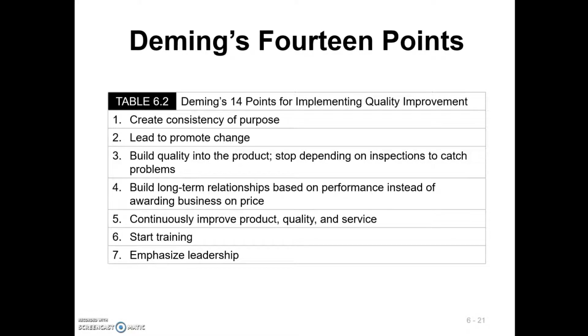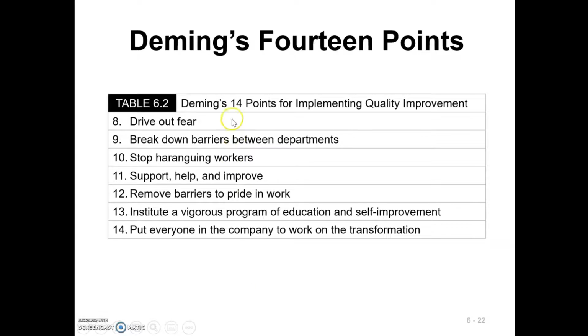So here are Deming's 14 points. It consists of creating consistency of purpose, leading to promote change, building quality into the product, building long-term relationships, continuously improving product quality and service, starting training, emphasizing leadership, driving out fear, breaking down barriers between departments, stop haranguing or lecturing workers, supporting, helping and improving, removing barriers to pride in work, instituting a vigorous program of education and self-improvement, and also putting everyone in the company to work on the transformation.